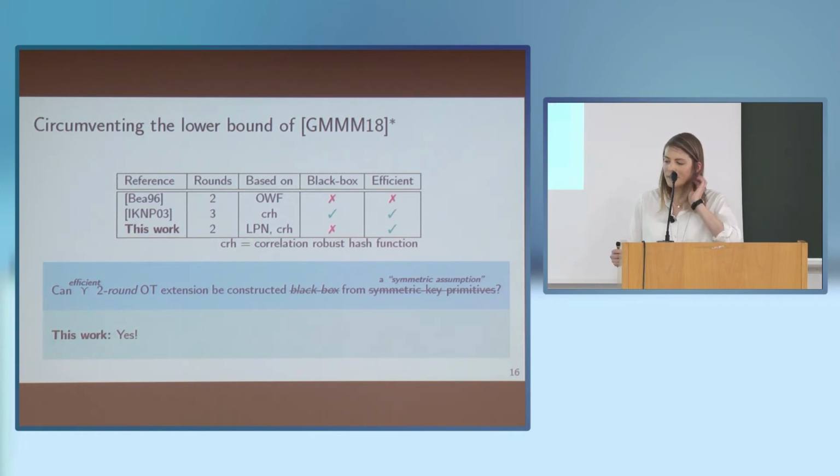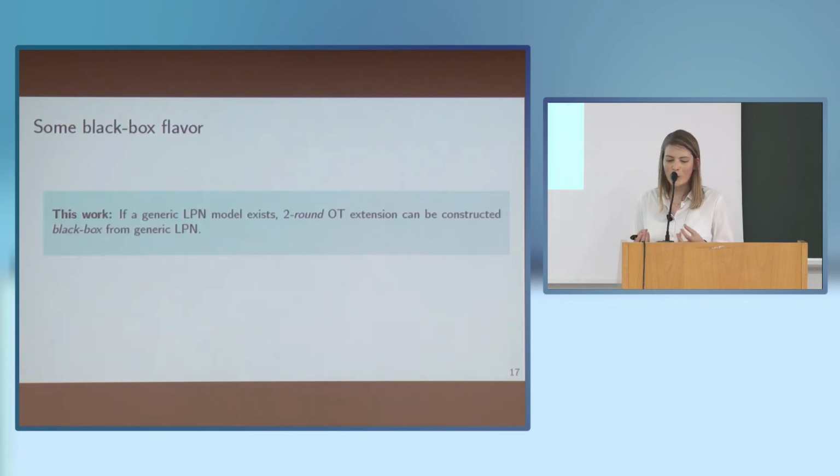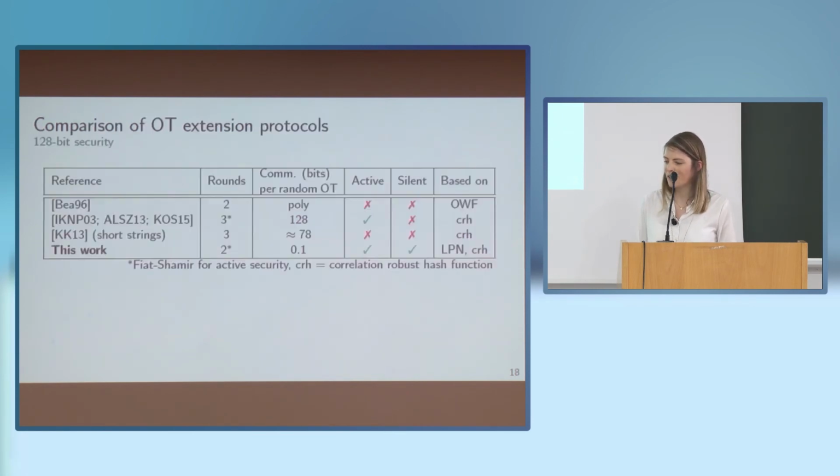So why is it efficient, or how is it different from Beaver's protocol? What we want to capture is that it has a bit more of a black box flavor. What does it mean? Of course, it's not black box, but you could say something like, if a generic LPN model exists, then our construction would actually give you a black box construction in this generic LPN model. And if I have time at the end, I will talk a bit about why it is hard to formulate such a model, and what it means.